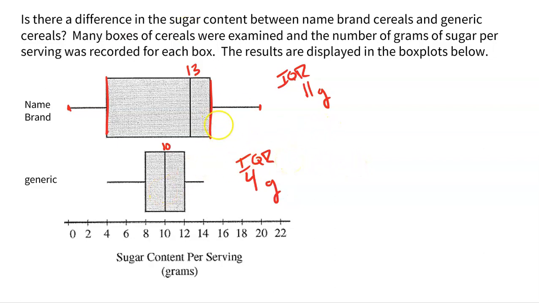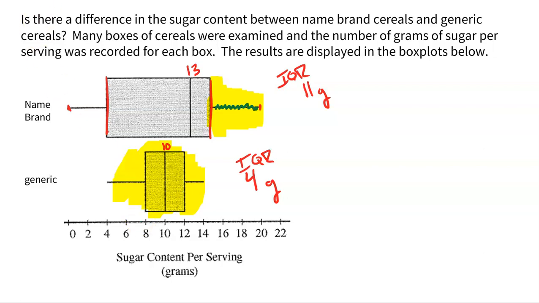Other things we notice. For example, 25% of name brand cereals are higher than all of the generic brand. So think about that for a second. Remember, every one of these chunks represents 25%. So this 25% right here for the name brand is guaranteed to be more sugar than any of the generic brand cereals. That's kind of cool.